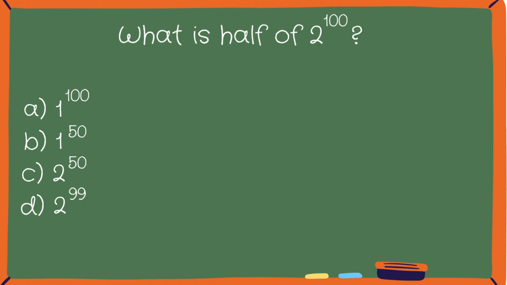Okay, what is half of 2 raised to the power of 100? Look, 2 raised to the power of 100 divided by 2. It's that simple. You know that the exponent of 2 here is 1, even though it's not written. And when we divide with the same base, we keep the same base. What happens to the exponents? They are subtracted. 100 minus 1. So, here we have 2 raised to the power of 100 minus 1, which is 99. Therefore, the answer is D.